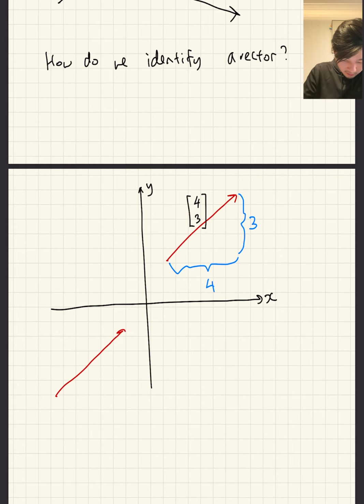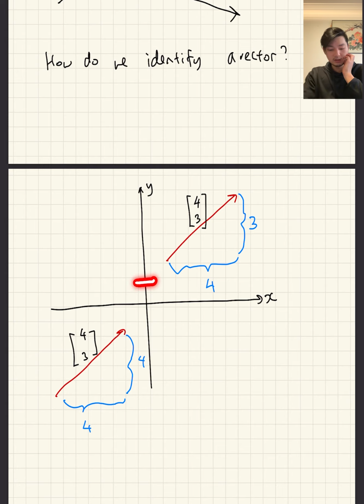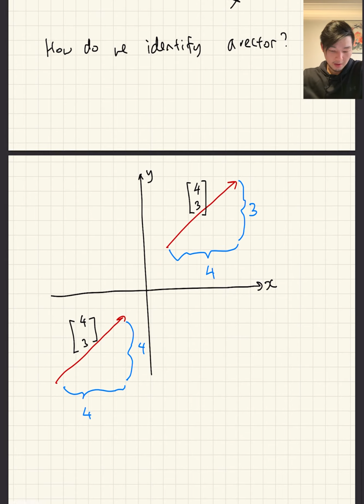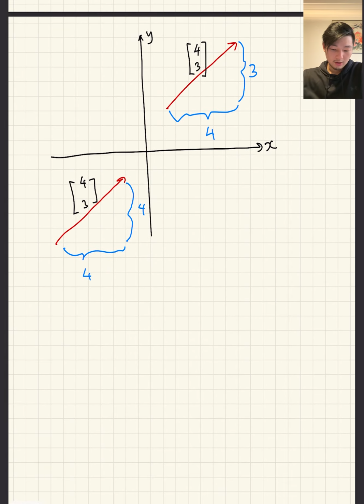So we can put it down here if we want. As long as the vector still goes 4 across and 3 up, then this is still the same vector, (4, 3). These vectors are equal to one another. So now that we know they're equal, how do we actually notate them?